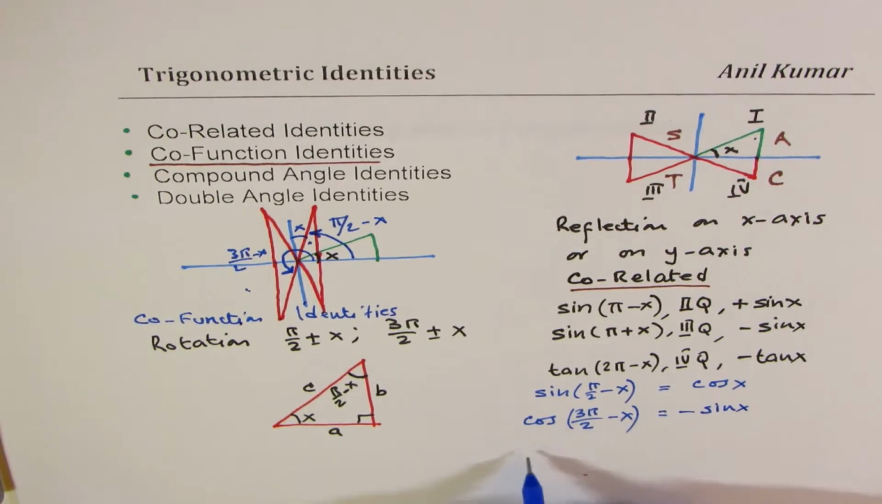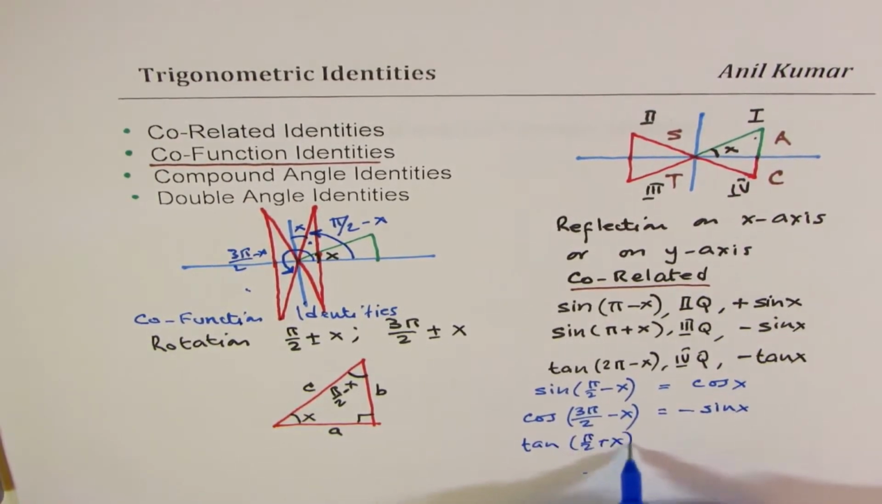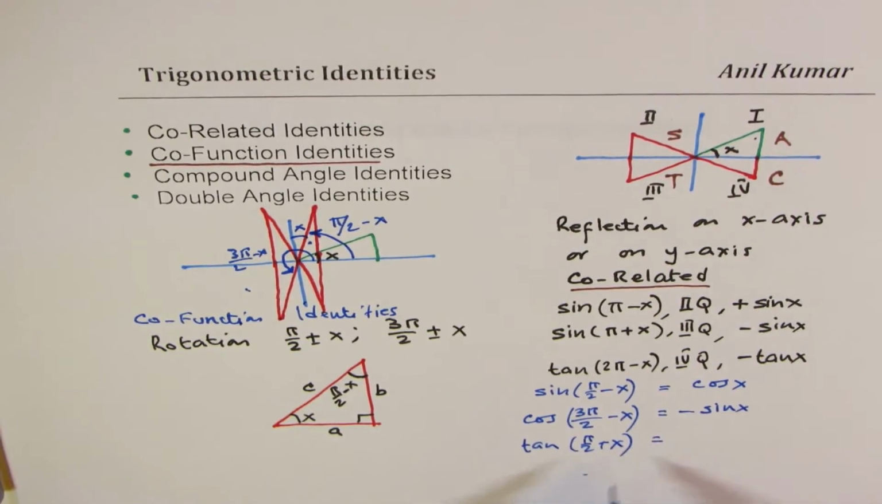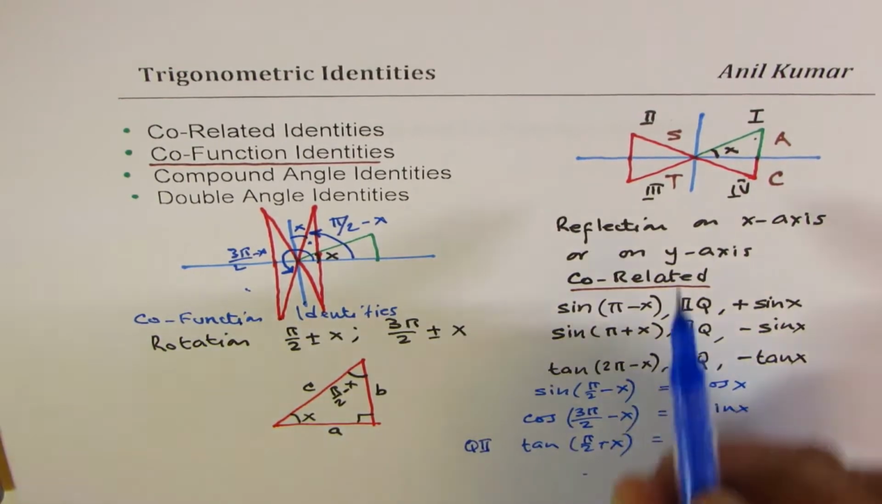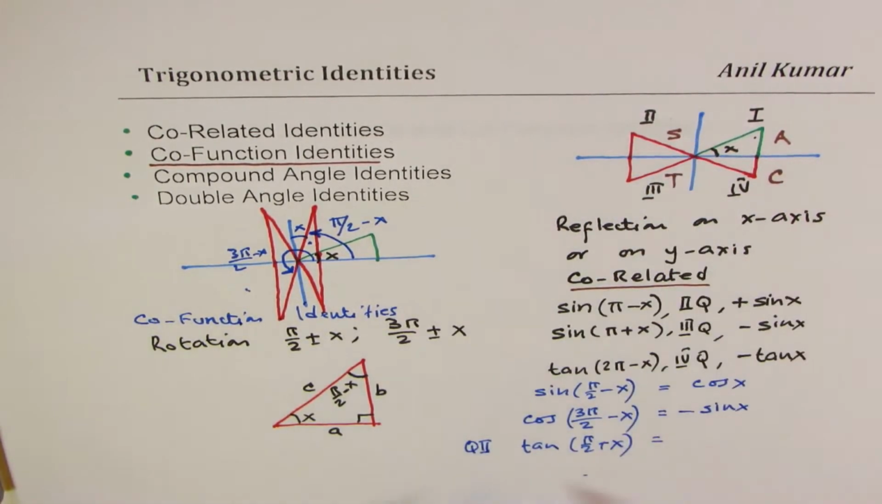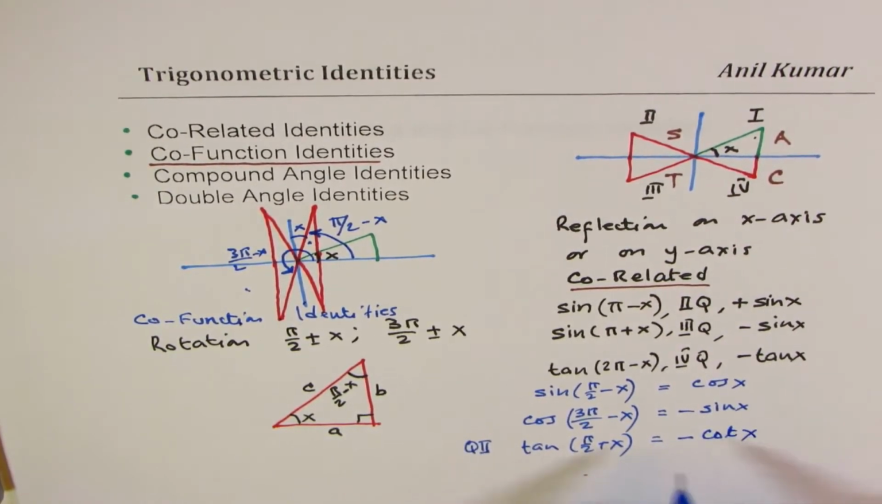Perfect. If I have tan, let us say, pi by 2 plus x, we land up in quadrant 2. So this one is in quadrant 2, correct? Here tan is negative, right? Only sine is positive. So it is negative, and the cofunction for tan is cotangent, so we get cot x. You see how it is done?